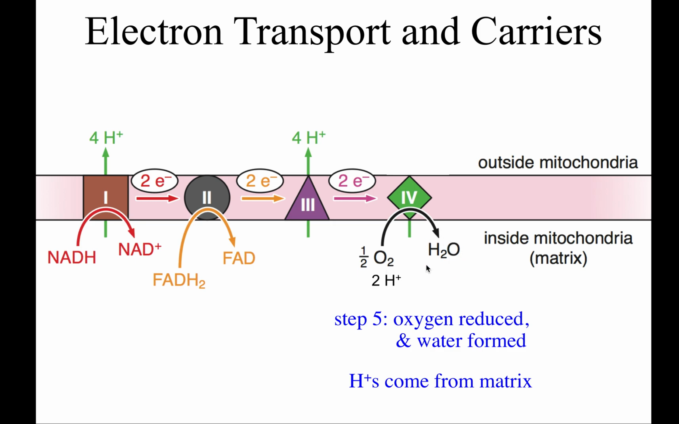So the reason your cells need oxygen, the reason you breathe oxygen, is for this, for some place for those electrons to go. If there's no oxygen available, if you run out of oxygen, stage 4 backs up and you can't do oxidation of FADH2, you can't do oxidation of NADH. Not only that, but stage 3 backs up and stage 2 backs up. And the only thing you have left that works is stage 1, glycolysis.